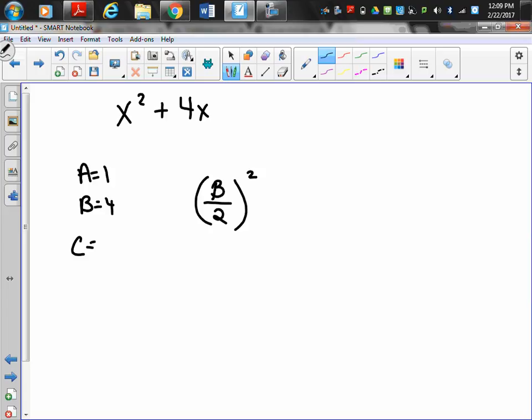All right. So my B is 4. So 4 divided by 2 is 2. Where are you getting 2 from? 4 divided by 2 is 2. And then you go 2 squared, so that would be plus 4. That's it. So at this time, you go ahead and factor it. So this would be x plus 2 squared.